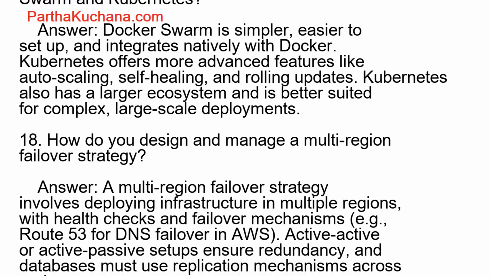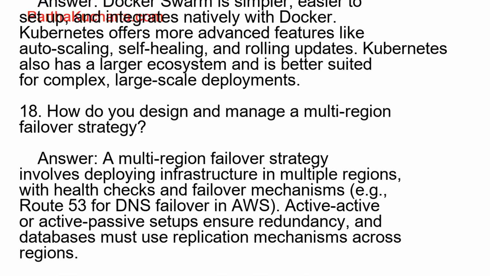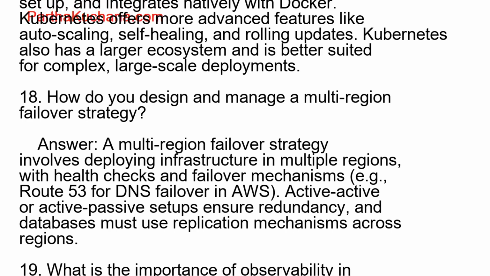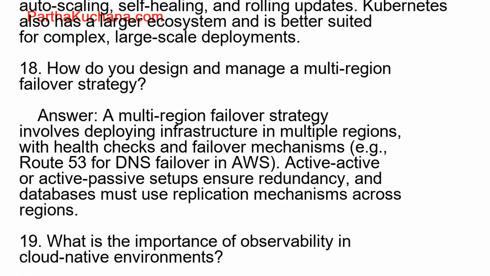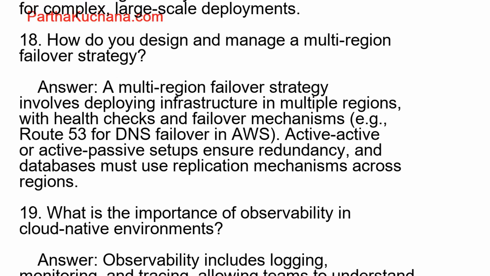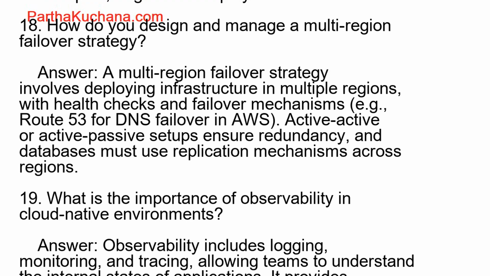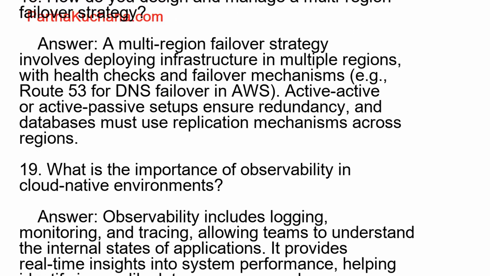19. What is the importance of observability in cloud-native environments? Answer. Observability includes logging, monitoring, and tracing, allowing teams to understand the internal states of applications. It provides real-time insights into system performance, helping identify issues like latency, errors, and bottlenecks in distributed cloud-native environments.